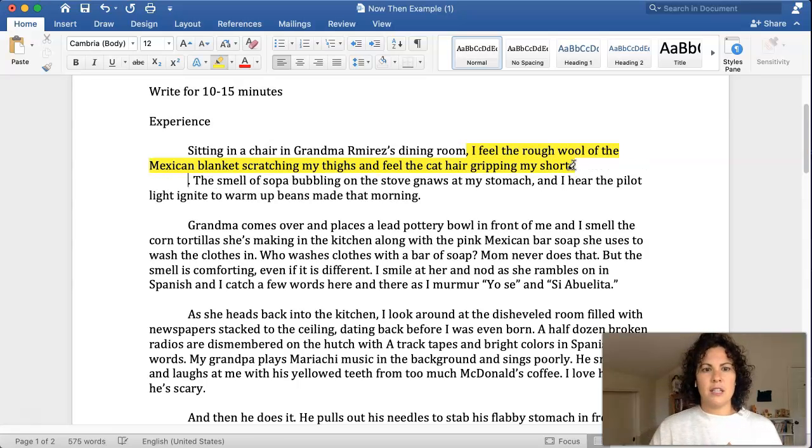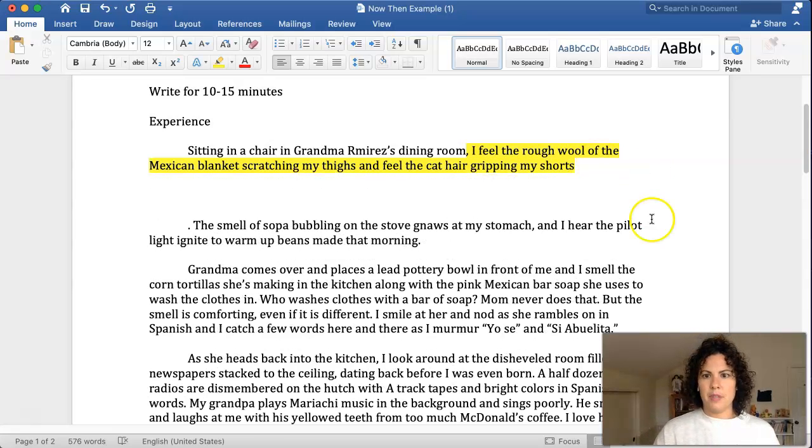So I'm going to take this sentence, and I'm just going to do this for the sake of example. Instead of I feel the rough wool of the Mexican blanket, I want the object to do the action. I don't want to be doing the action. So instead of the I feel, I'm going to delete that completely.